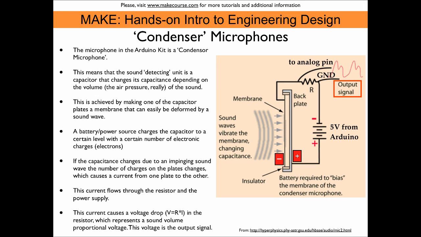Let's have a look at condenser microphones first. The microphone that comes with the Arduino kit is such a condenser microphone. This means that the sound is detected with a capacitor where one plate of this capacitor is a membrane. We see that here. So when the sound wave approaches the membrane, the air pressure changes here, and that presses the membrane towards the backplate, which forms the other electrode, or it sucks it away.